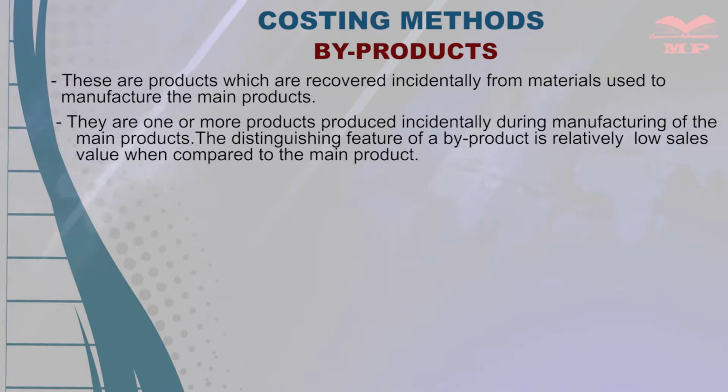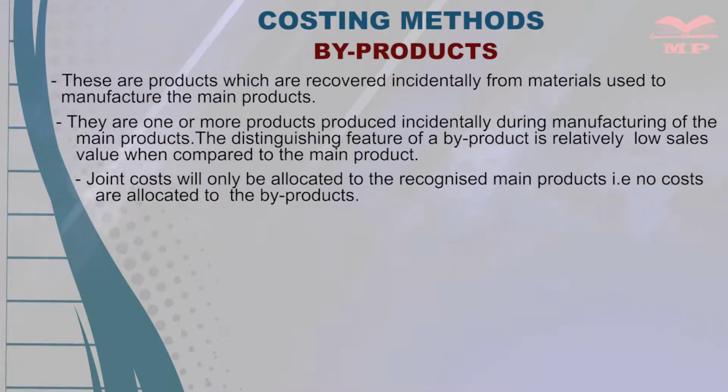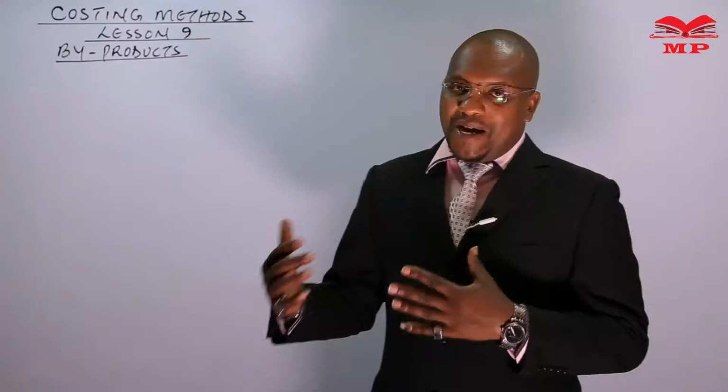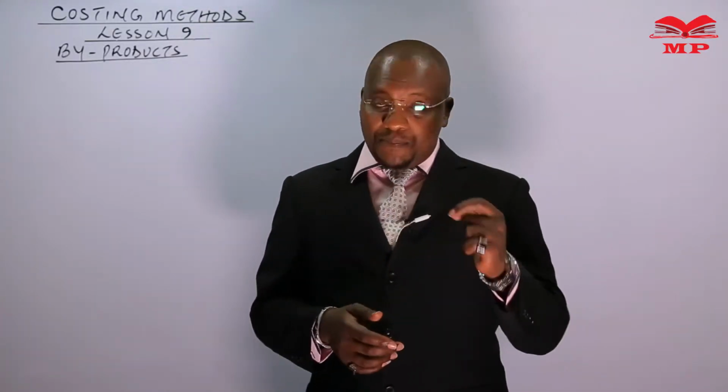The distinguishing feature of a byproduct is relatively low sales value when compared to the main product. Joint costs will only be allocated to the recognized main products. That is, no costs are allocated to the byproducts. Now we are saying that the distinguishing feature of a byproduct is that it has a lower sale value, in fact, indeed, low sale value compared to a main product.